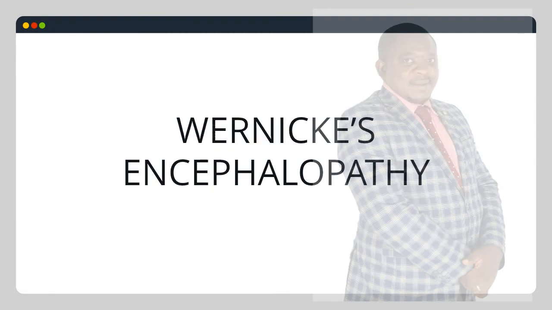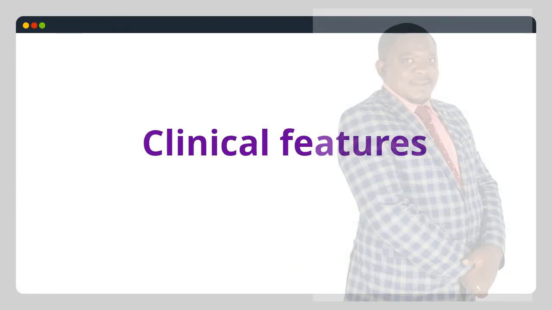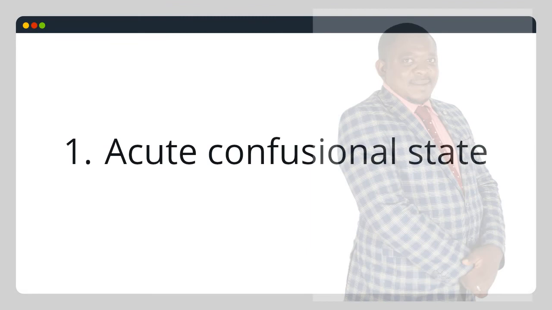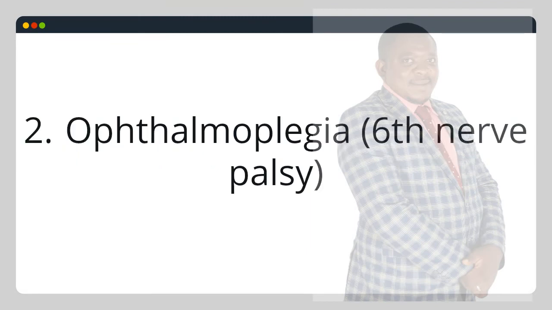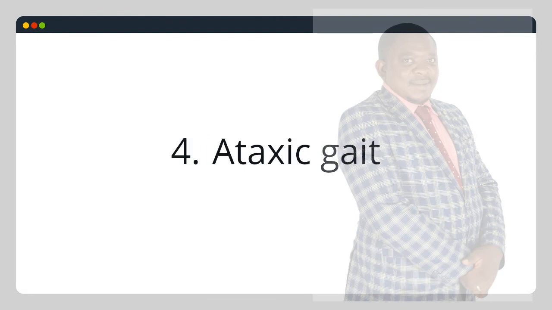Wernicke's encephalopathy. It is an acute condition occurring due to nutritional deficiency of thiamine, vitamin B1, leading to neuronal degeneration. This is seen in heavy drinkers due to poor intake of vitamins, alcohol being calorie-rich but vitamin poor, reduced absorption, and impaired hepatic storage. Clinical features: acute onset of a tetrad, which may not all be present: 1. Acute confusional state. 2. Ophthalmoplegia, sixth nerve palsy. 3. Nystagmus. 4. Ataxic gait.